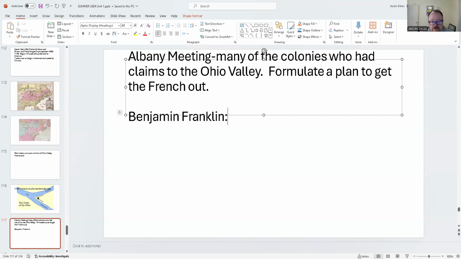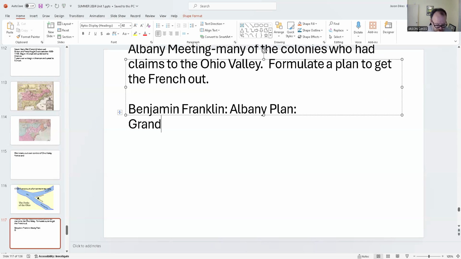Obviously, if you lived in New York, you probably knew a lot about what was going on in Virginia and Pennsylvania. Those are your neighbors, but maybe not so much about further south or even further north. So Franklin thought it was a good idea for the colonies to meet like this. And so Franklin came up with what was called the Albany Plan. And this called for a Grand Council of the colonies.